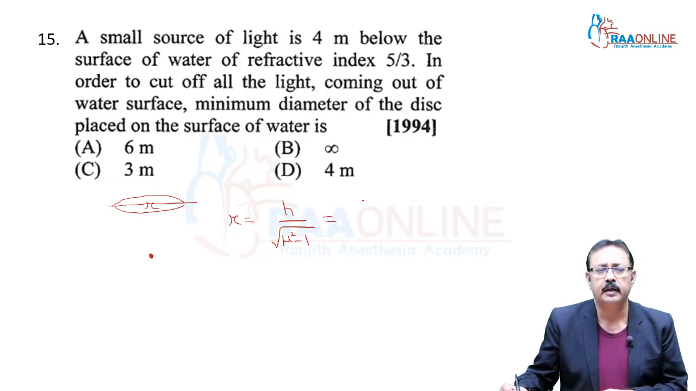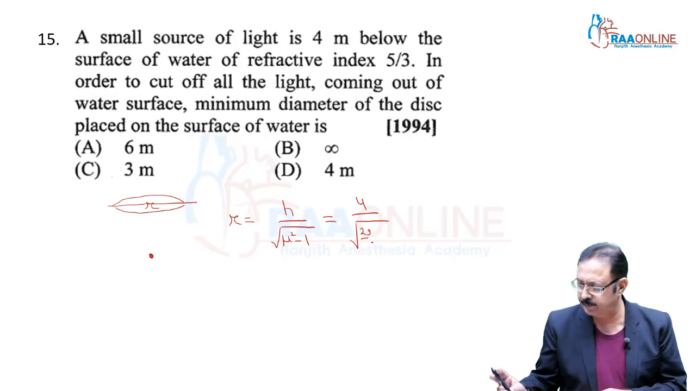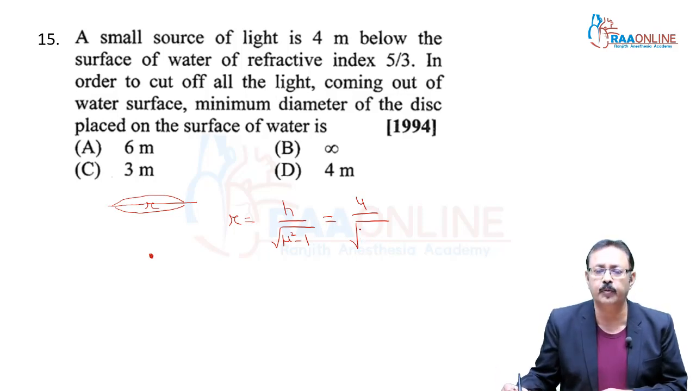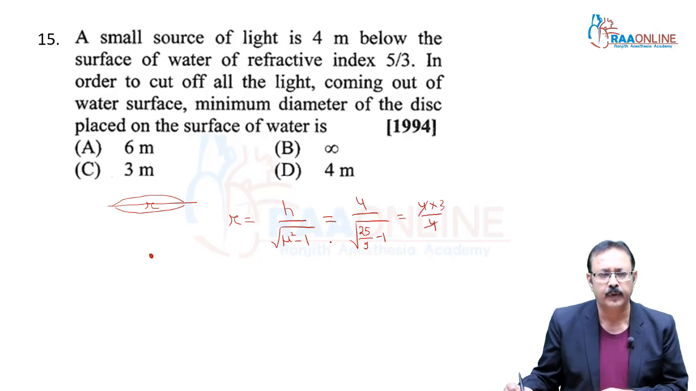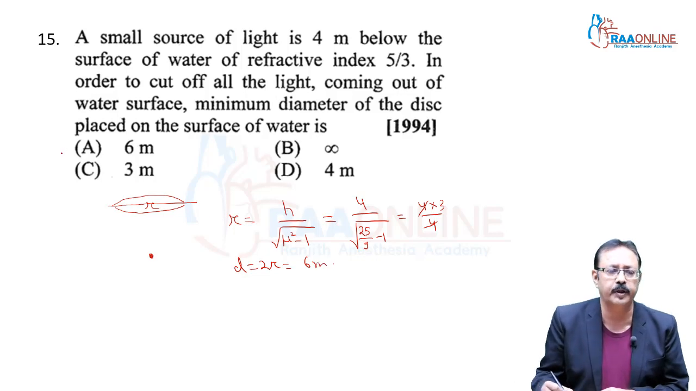H is, the source is at a depth of 4. Mu is 5 by 3, so mu square will become 25 by 9. It means 4 into 3 upon under root of 25 minus 9, which is 16, 4 will come out, 3. So the radius is 3, so the diameter, which is double the radius, should be 6 meter. So we will go with option A.